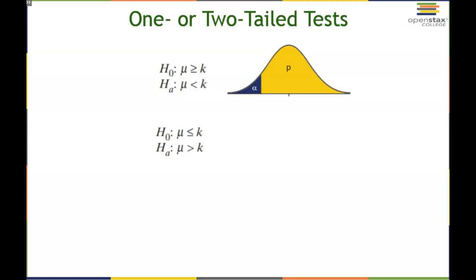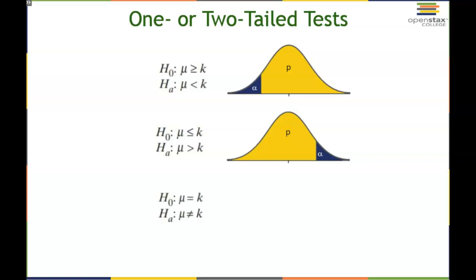Now let's look at the next scenario. Our H0 is mu is less than or equal to K, and therefore our alternative, our HA, is mu is greater than some value K. Now again, look at the symbol that's connected to the HA. Which way is that pointing? Is it pointing to the left, pointing to the right, or not pointing in any direction? Well, a greater than, it points to the right, and therefore this is a right-tailed test, meaning a one-tailed test.